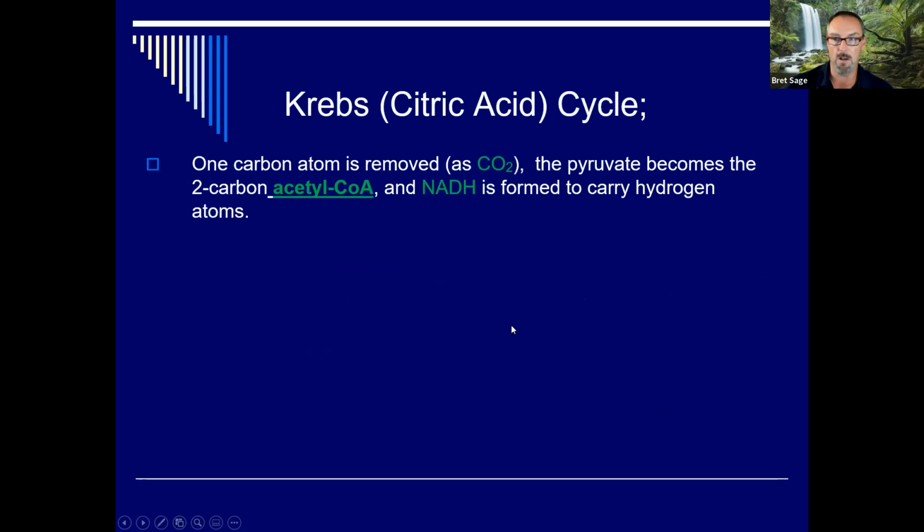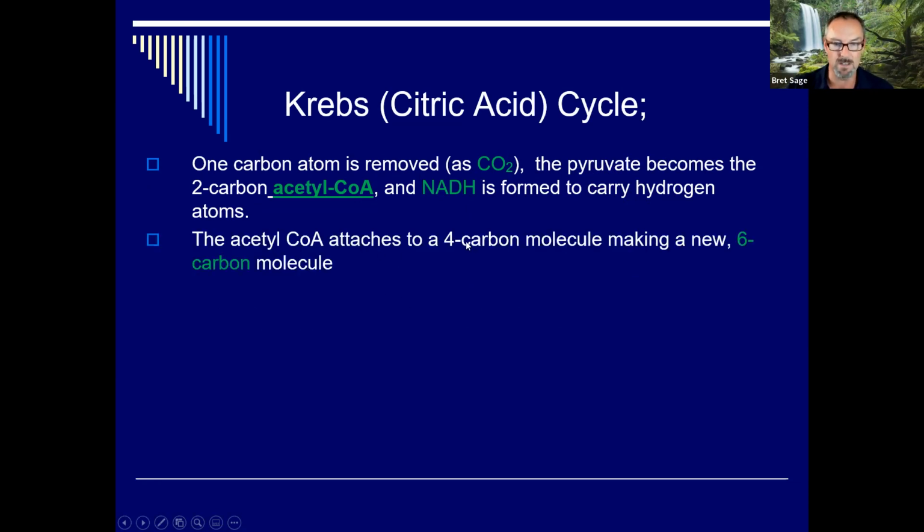What's going to happen along this process, this cycle, is that carbon atoms are going to be removed. And by the way, if it asks the question, what former molecule are all the carbon atoms removed? It's carbon dioxide. That's how all the carbons are removed from the initial molecule, from that acetyl-CoA or pyruvate. Pyruvate then becomes 2-carbon acetyl-CoA, and NADH is formed to carry hydrogen. This is part of the prep. Okay, so we're going to make acetyl-CoA, and eventually it's going to enter the Krebs cycle proper.